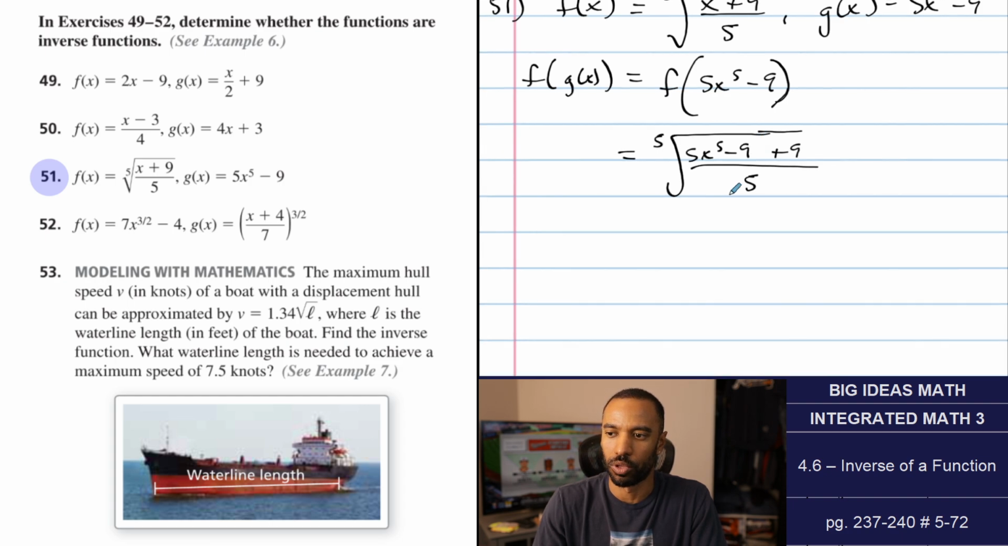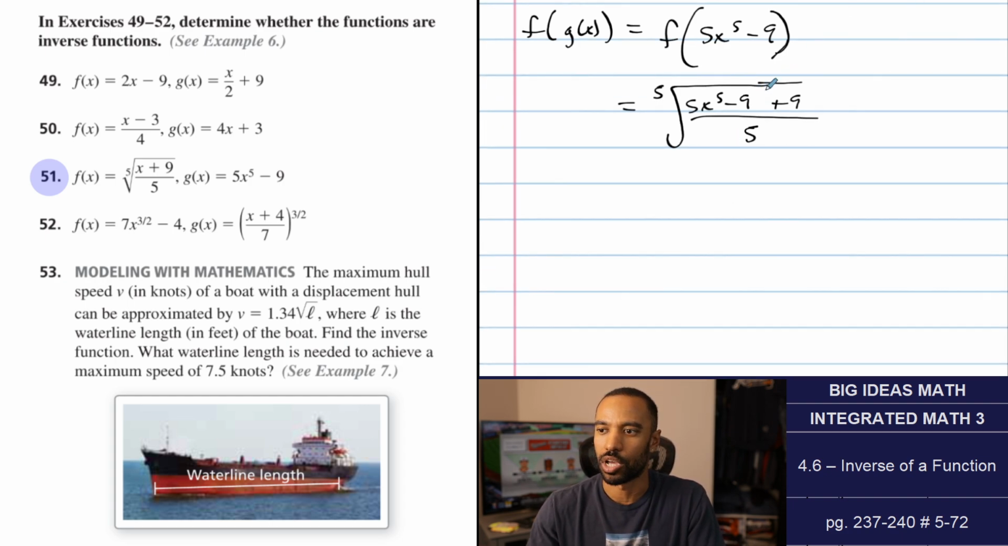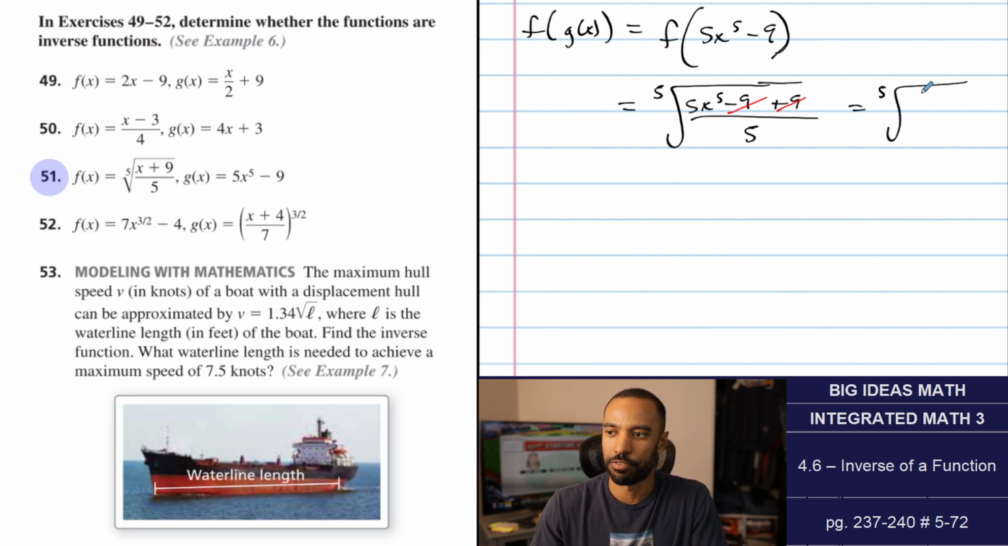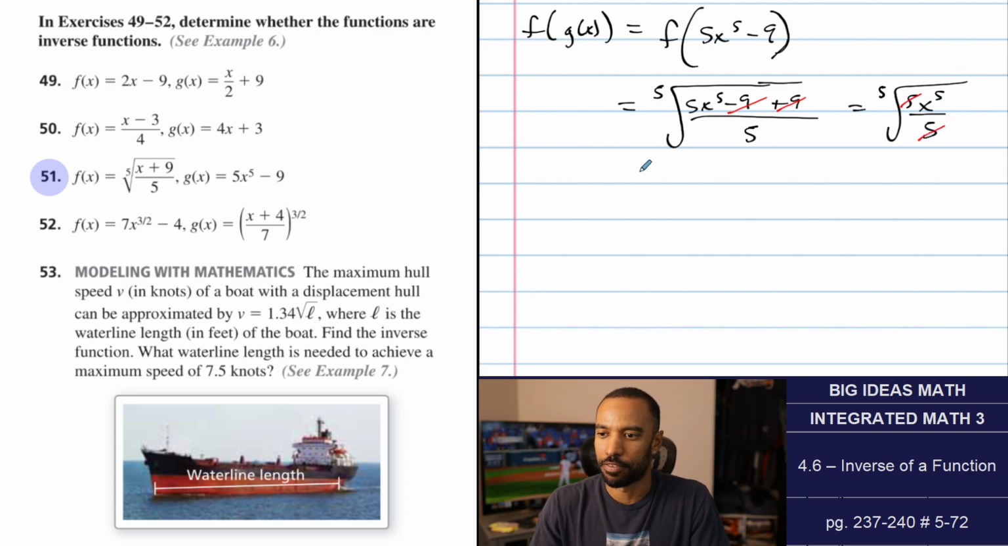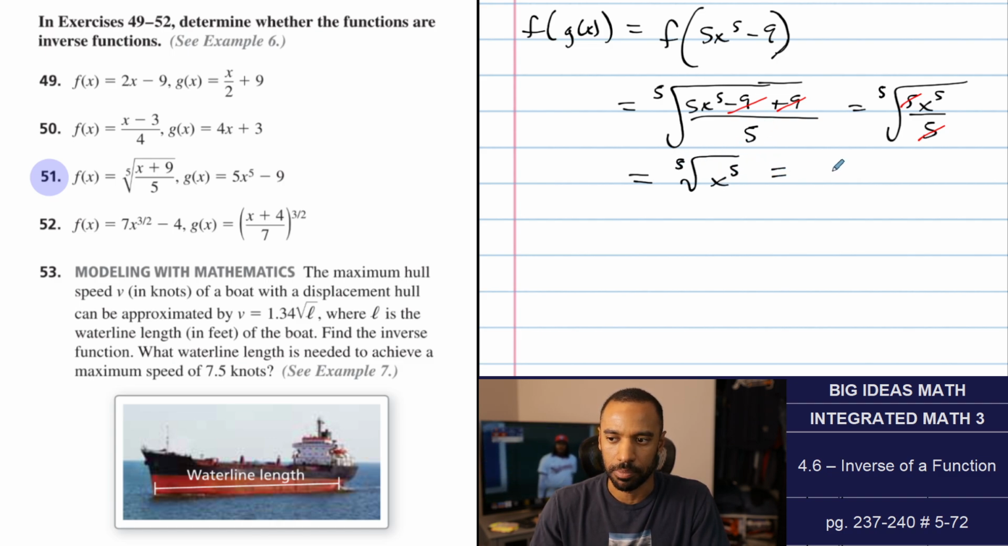I think things are looking pretty good here. Let's take a look. We start with negative 9 plus 9 to get 0. Then we have the fifth root of 5x to the fifth over 5. 5 over 5 becomes 1. And now you have the fifth root of x to the fifth power, which becomes x.